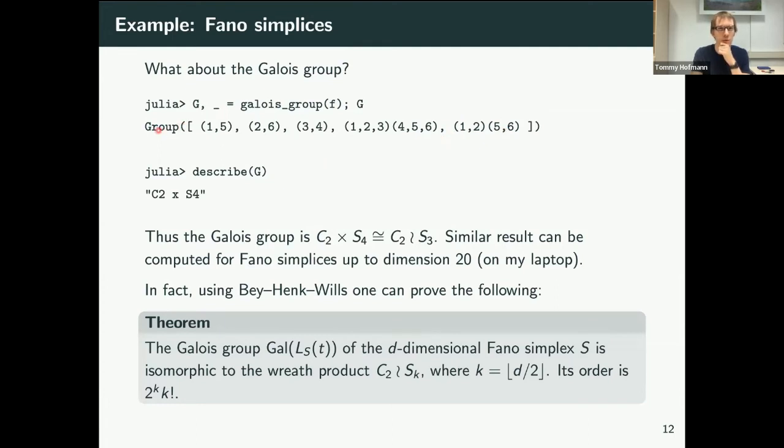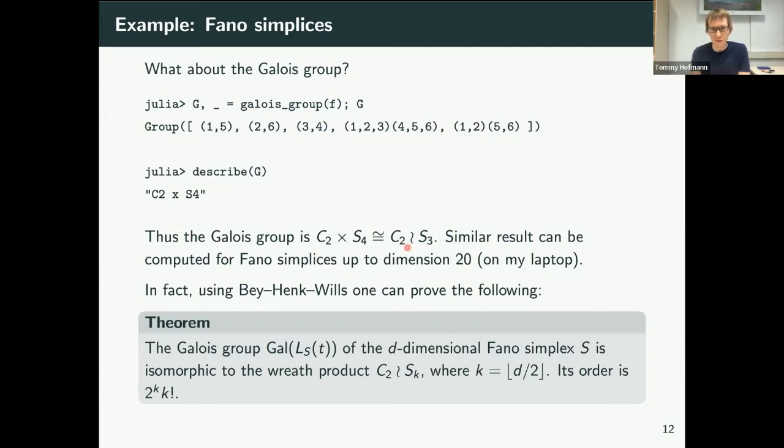Now, this is not too enlightening if you want to, let's say, understand if there are patterns, if you can somehow understand which Galois group to expect. It's more interesting to know maybe what is the isomorphism type of this group. And there's this fancy describe function which tries to give us a more human readable description of this group. And in this case, it spits out C2 x S4.